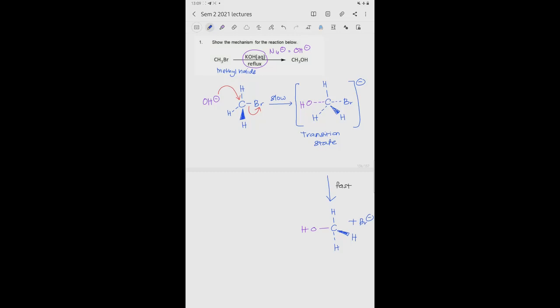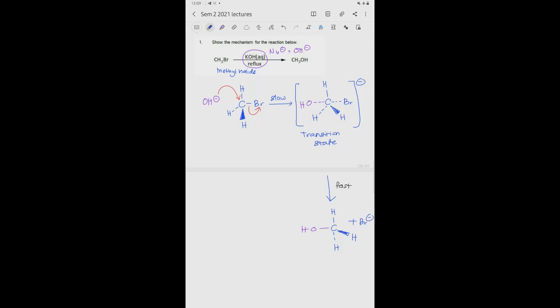So in this story, the C and Br have 3 small children, which are the H, H, and H. So it's easier for the backside attack to occur, easier for the carbon to cheat. So the backside attack occurs here, the carbon is attacked by the OH, and then the bond between C and Br is broken slowly.